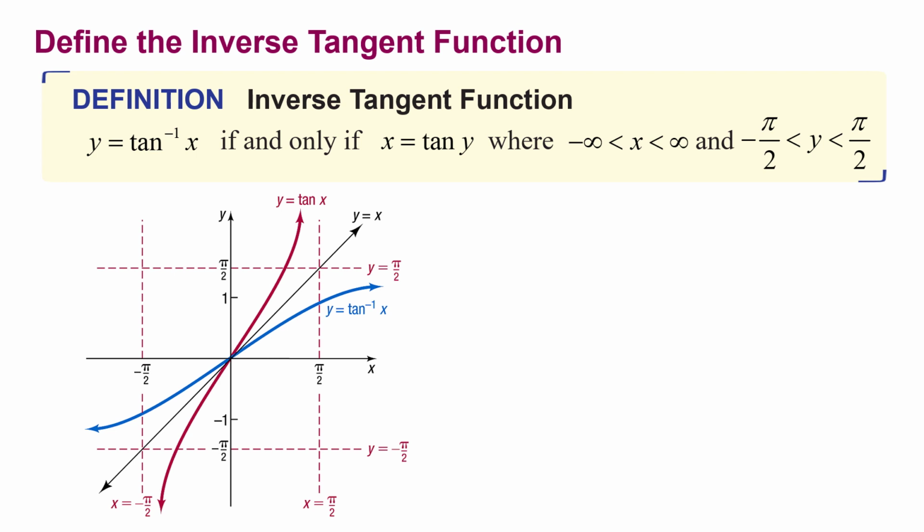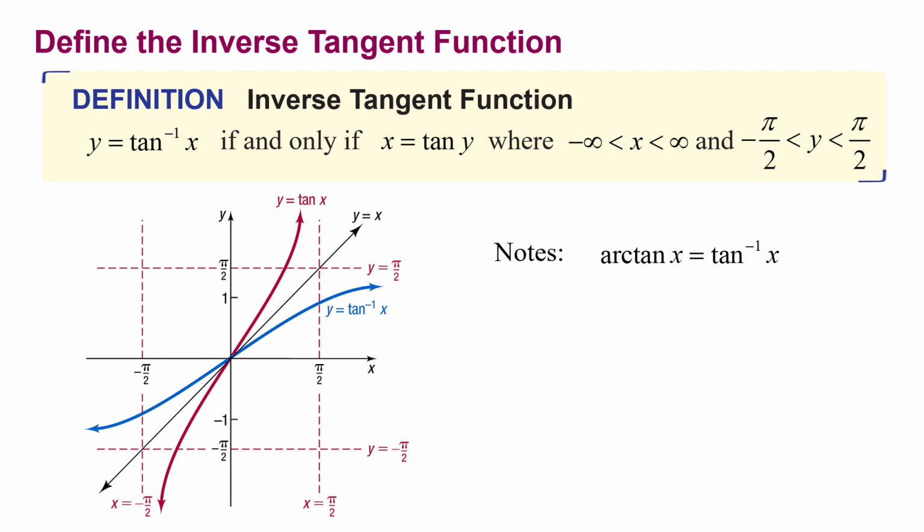And let's just notice the horizontal asymptotes at y equals plus or minus pi over 2 on the graph of the inverse tangent function. A few notes to make here. There are two ways that we can denote the inverse tangent function. One is to write the name of the function as arctan of x. So we spell that A-R-C-T-A-N.